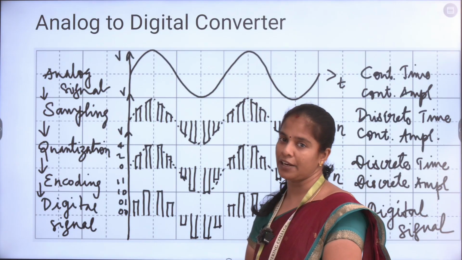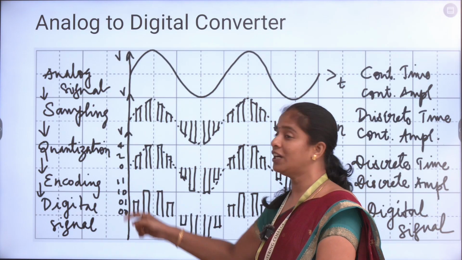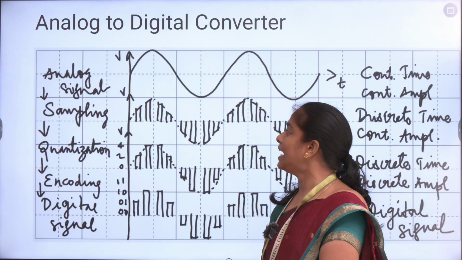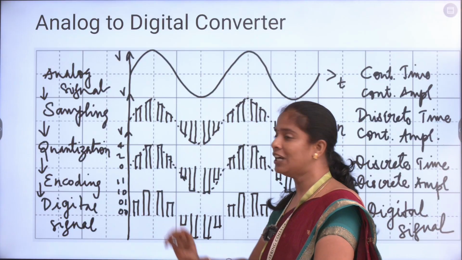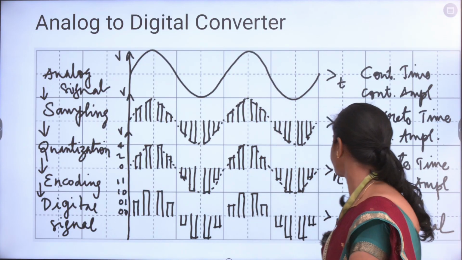The next process is encoding, where we are going to assign binary digits to the discrete voltage levels. So this is how the analog signal is converted into a digital sequence of data, a digital signal.